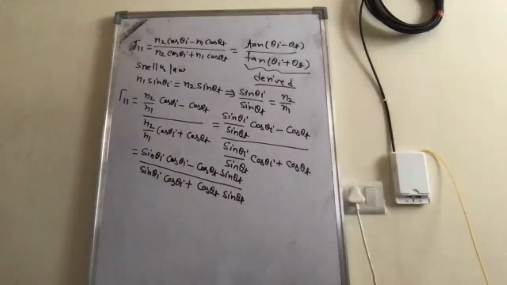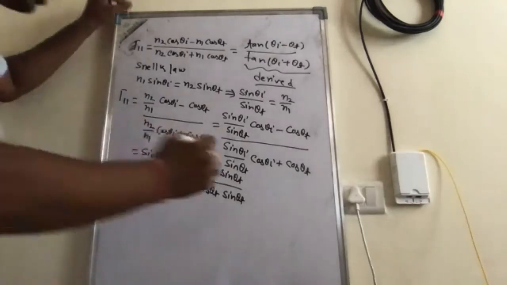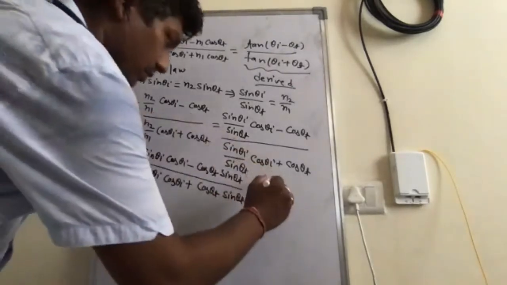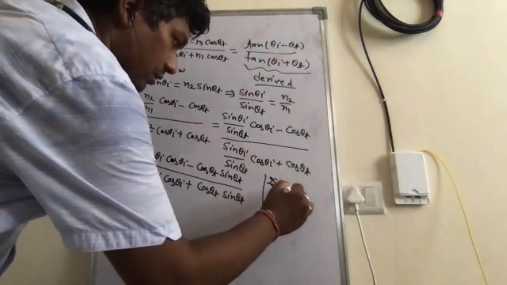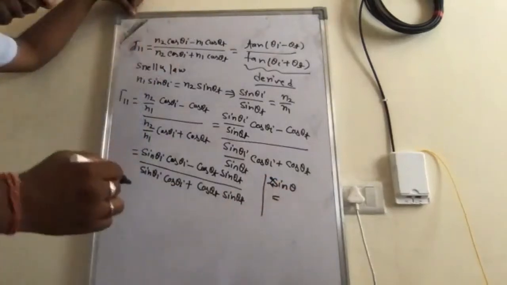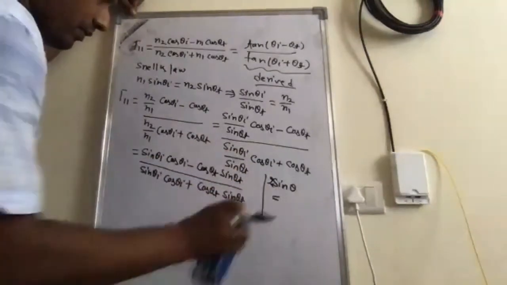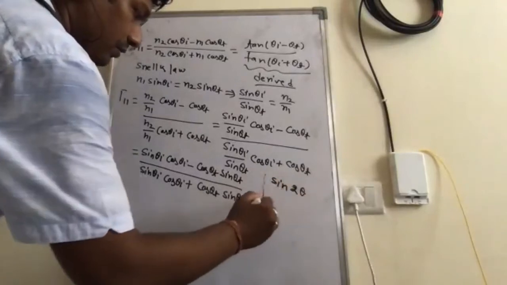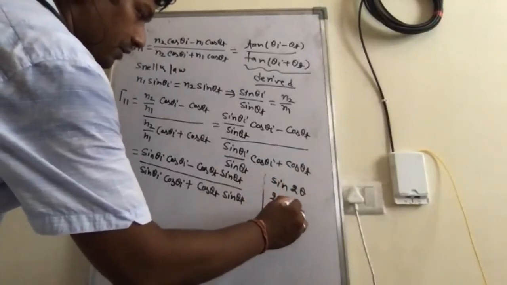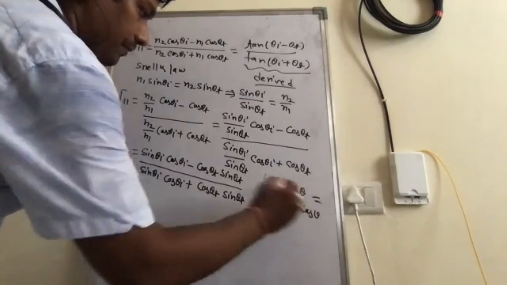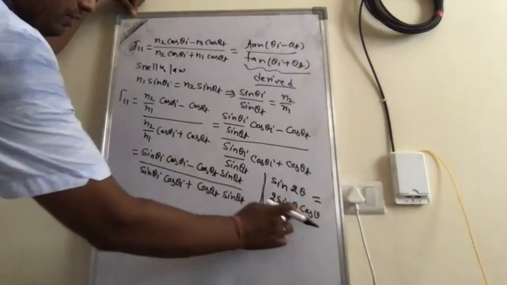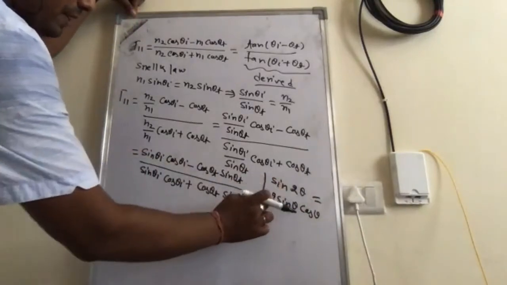now we can apply some trigonometric identity. We know that sin 2 theta is equal to 2 sin theta into cos theta. So in this trigonometry we can see that sin theta cos theta is equal to sin 2 theta by 2.